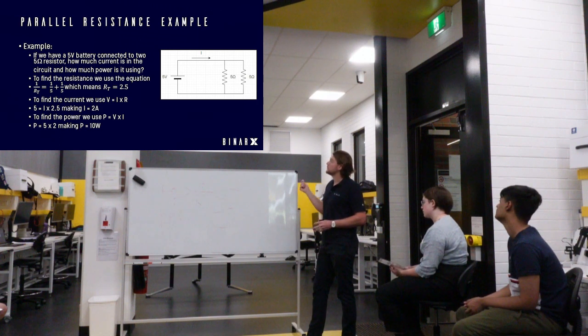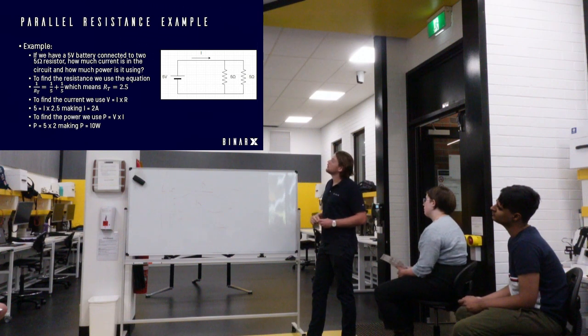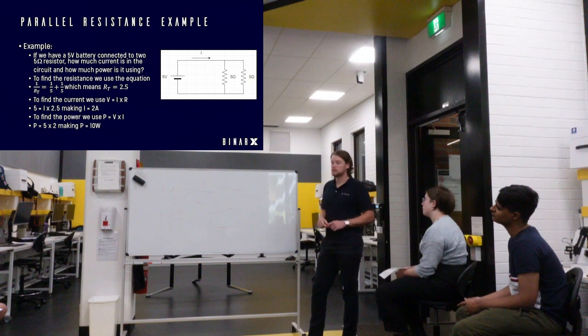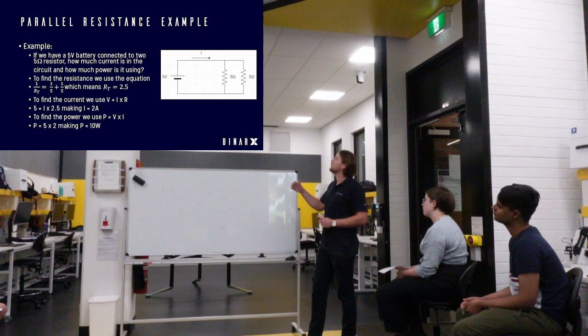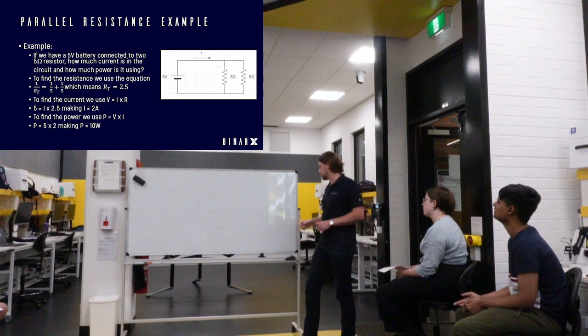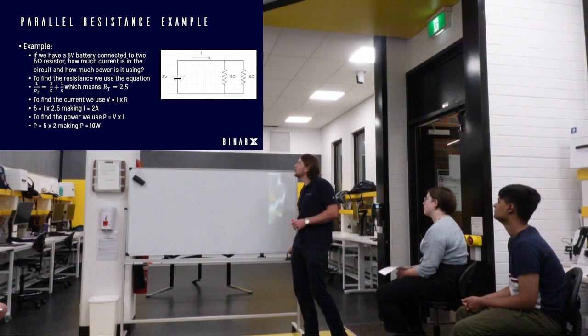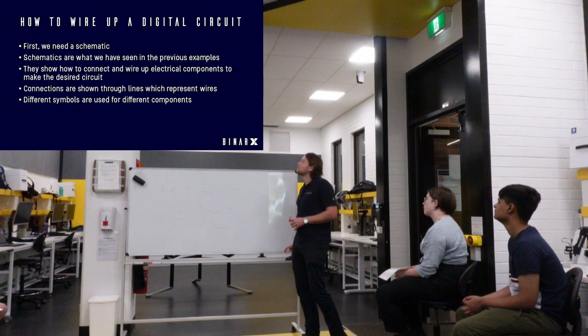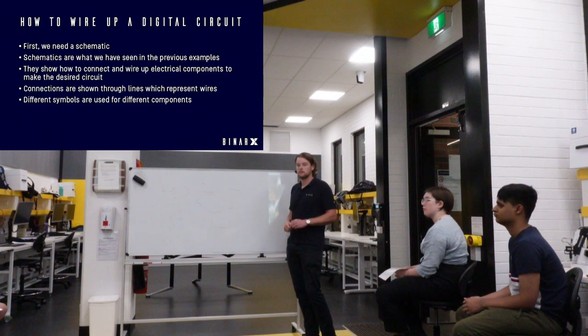To find the current, we use V equals IR. So same thing again. We know I is equal to 2 amps, so double the current through the circuit. To find the power, we do this same power equation, and we end up with 10 watts. So we're using more power when they're in parallel. Okay. Was anyone confused by any of that?